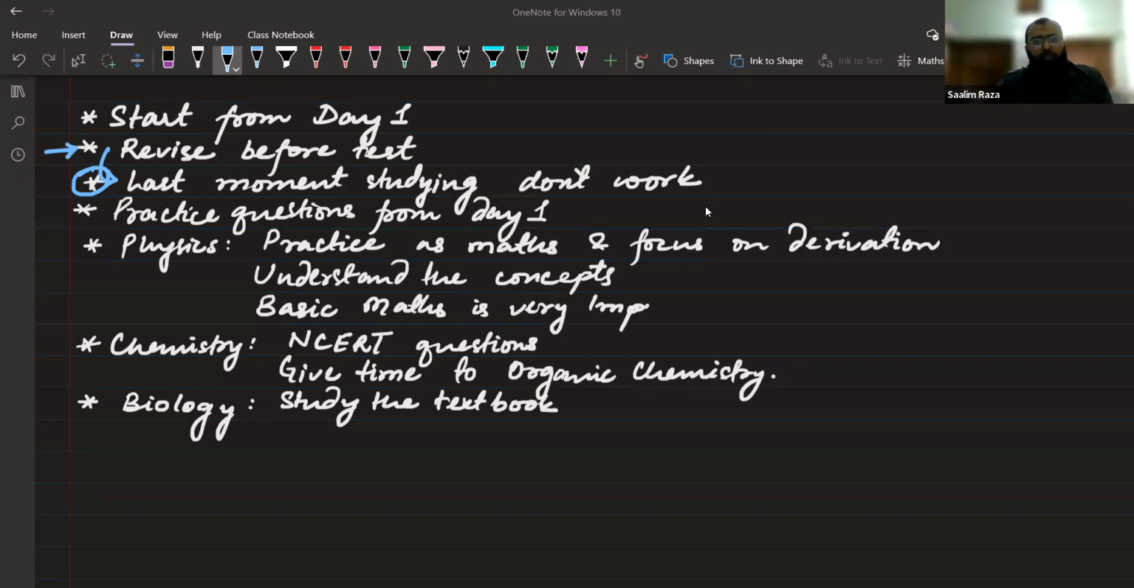Now, there are some subject-wise tips also. For physics, you have to practice and practice as maths and focus on derivations, because derivation is generally asked in physics examinations. You have to understand the concepts, and the basic maths is very important. By the way, all of those who thought that you have left mathematics, please remember mathematics will not leave you till you are done with your studies.